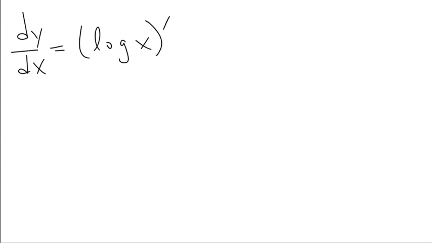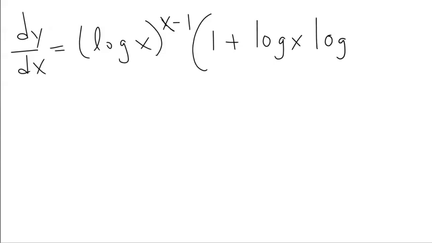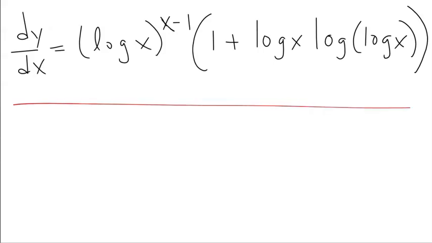Of course, we can tidy the solution up a little bit so that it looks nicer, and it becomes (log x)^x times [1 plus log x times log log x] over log x. And that's the final answer to the derivative.